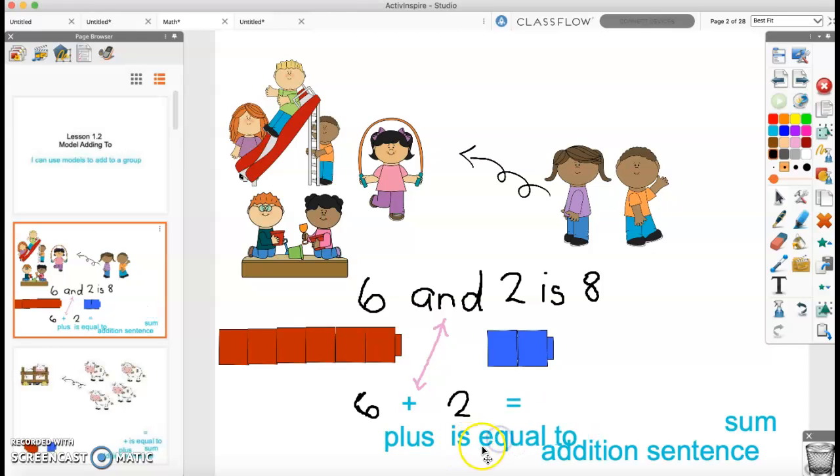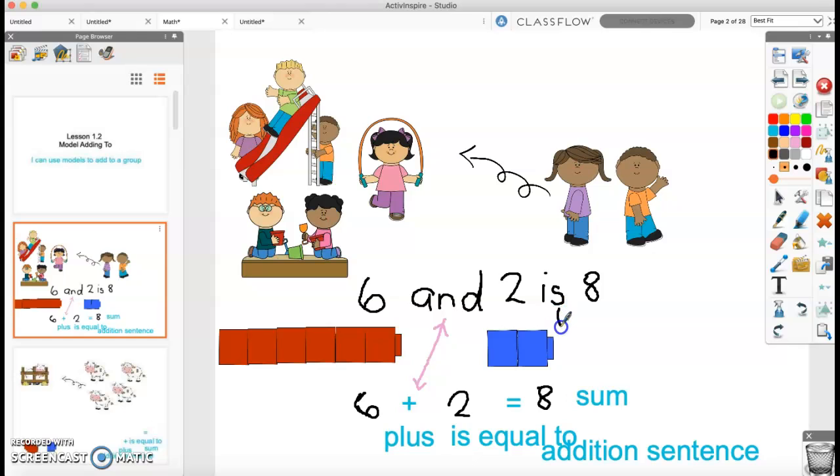6 plus 2 is equal to. This sign means is equal to. And then I could count my model, 1, 2, 3, 4, 5, 6, 7, 8. I still have 8. So 6 plus 2 equals 8. Now 8 is what you call the sum. The sum is the total, how many you have all together. So I have 6 over here and 8 over here, and all together the sum is 8.